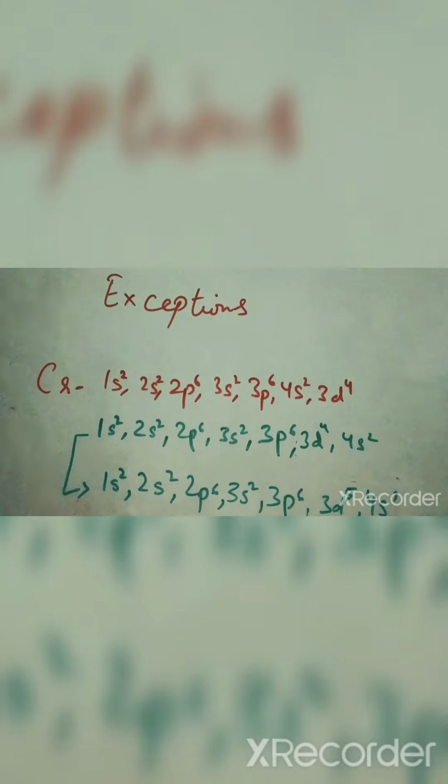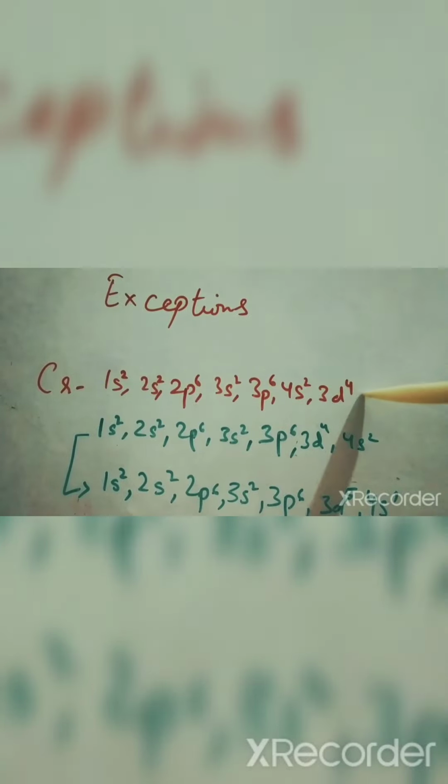Okay. Now if you see, chromium and copper are two exceptions. So we will deal with the exception now. If you see for chromium, what happens? It should be written as 1s2, 2s2, 2p6, 3s2, 3p6, 4s2, 3d4. But we will again swap. So ultimately it will change into 3d4, 4s2.